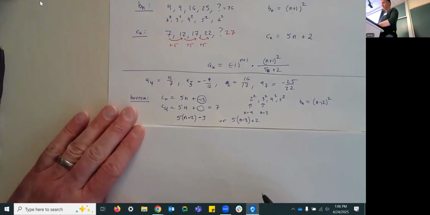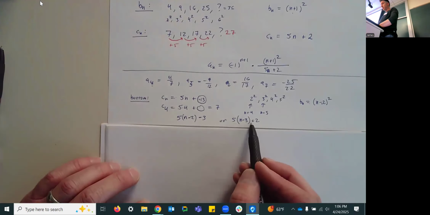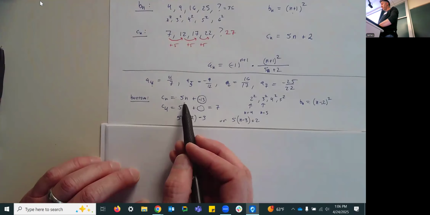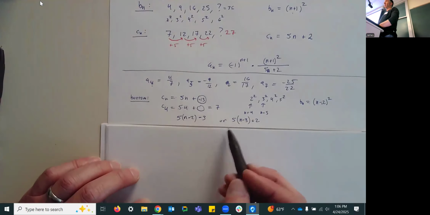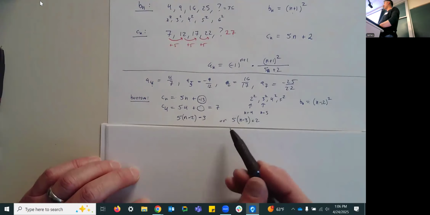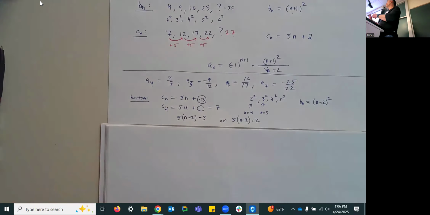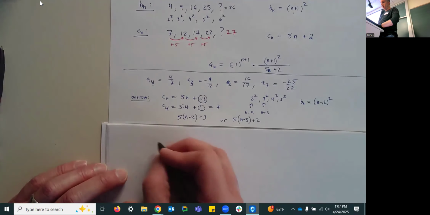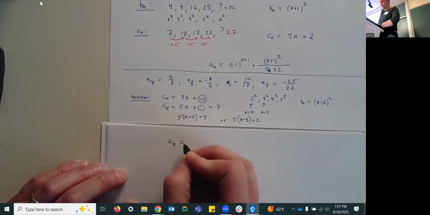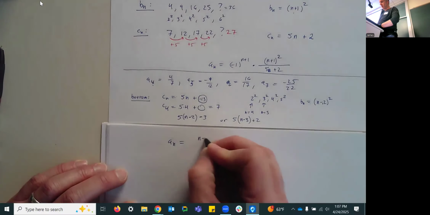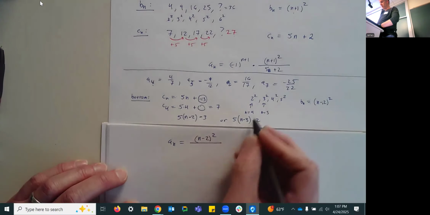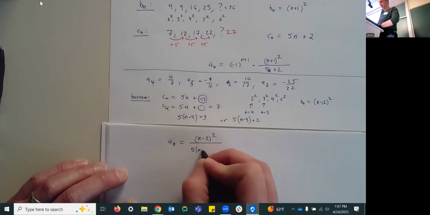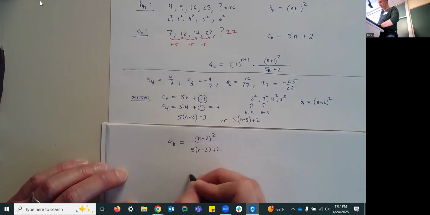But I'll point out this thing that's written here is exactly the same as that. Because 5 times n minus 3 is 5n minus 15. If you add 2, negative 15 plus 2 is negative 13. So both ways totally work and get you to the same spot. So here, our overall formula would be that a sub n is equal to, my top is n minus 2 squared. My denominator is 5 times n minus 3 plus 2. Or if you prefer, it could be just 5n minus 13. But I think this is a smarter way of doing it.